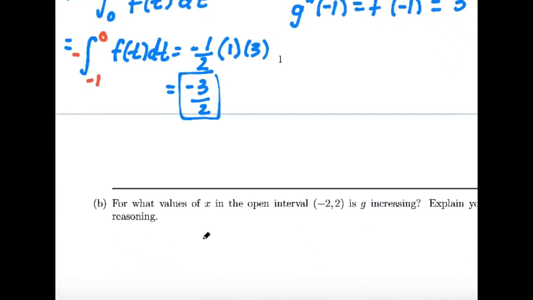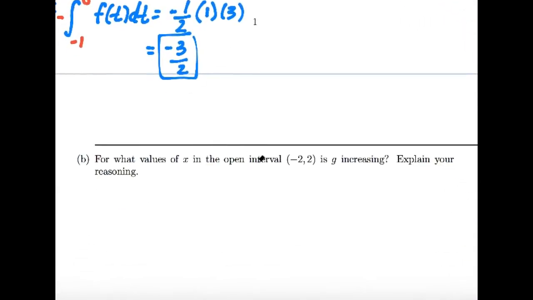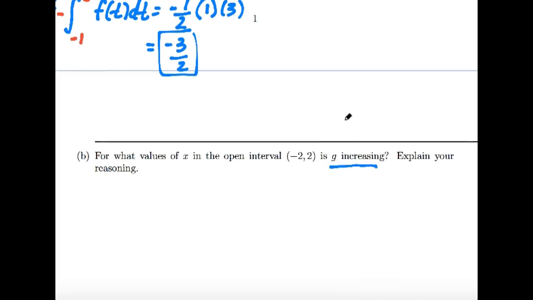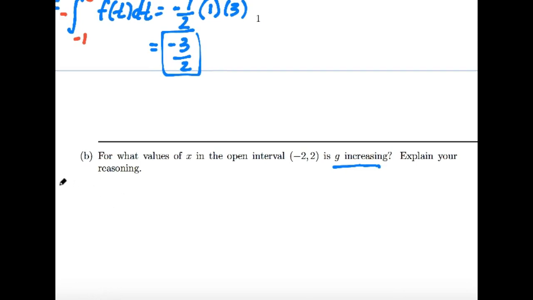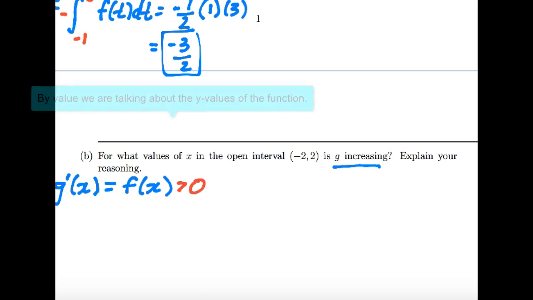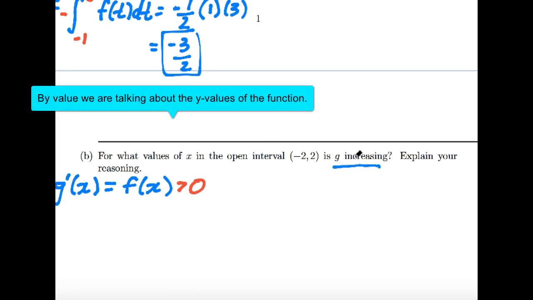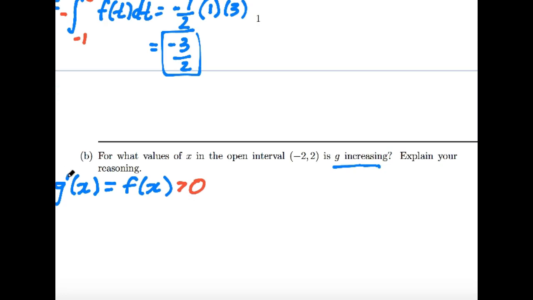All right, so let's go down to part B. For what values of x on the open interval is g increasing? Okay, so g is increasing. So if g is the original function, we know that g prime of x equals f of x from the first part. So if g prime of x equals f of x, and that value is greater than 0, that means positive. That means if g prime is positive, the function is increasing. So we need to look on our graph where g prime of x is positive.